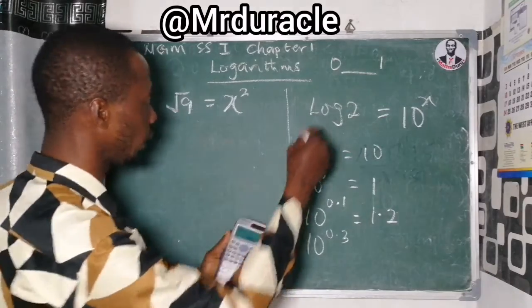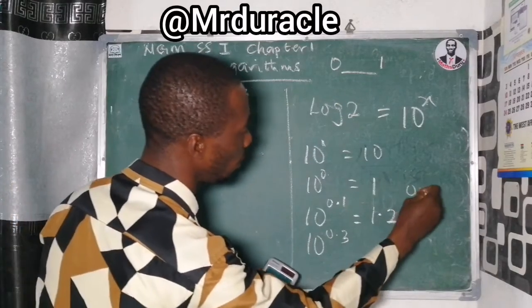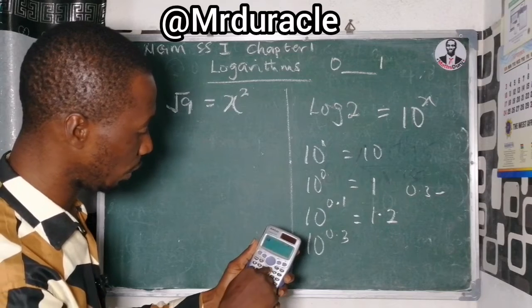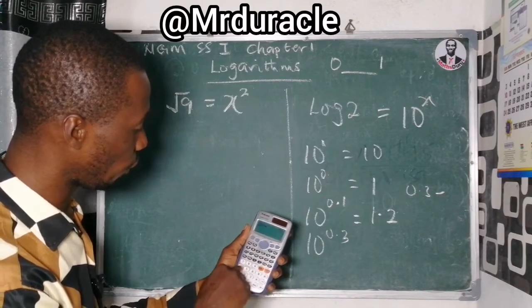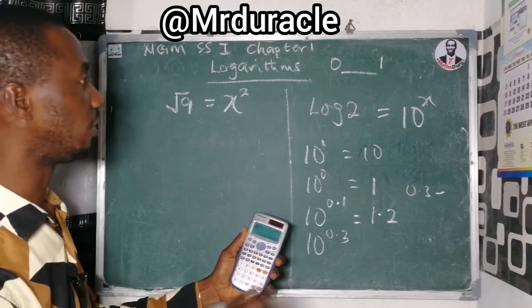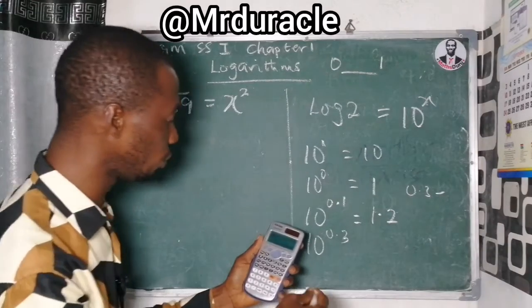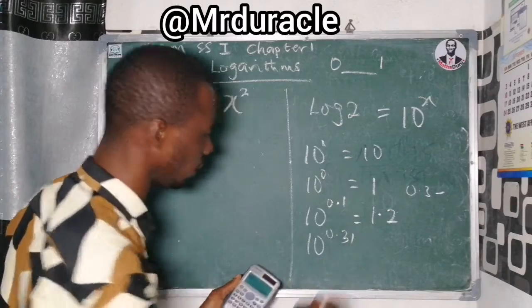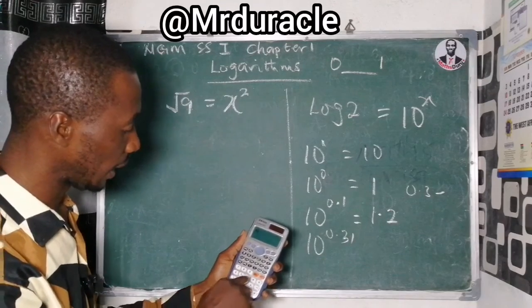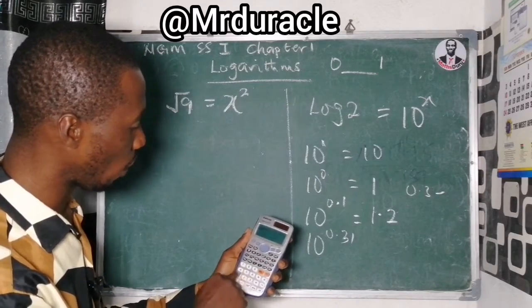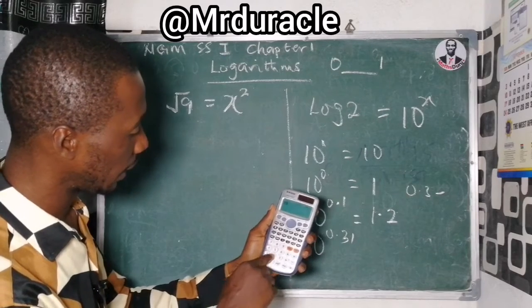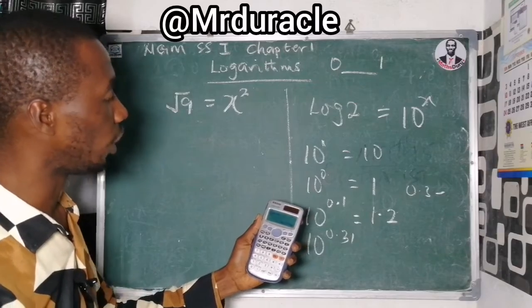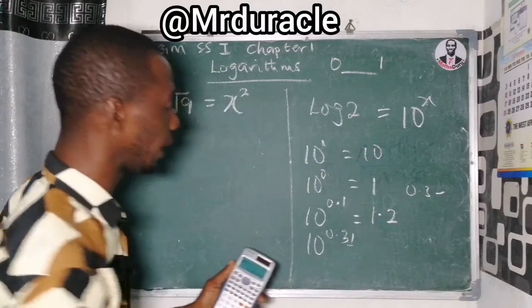So it means I've started looking at 0.3. Now I can continue again. 10 index 0.4, what is my answer? 2.5. I've exceeded 2, so I won't use 4 again. I will stop at 3. So what I will now do is add something to this 3, say 1. 10 index 0.31 gives 2.0. So it's possible that my log here is 0.31.